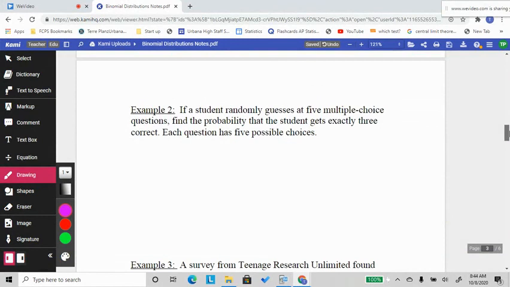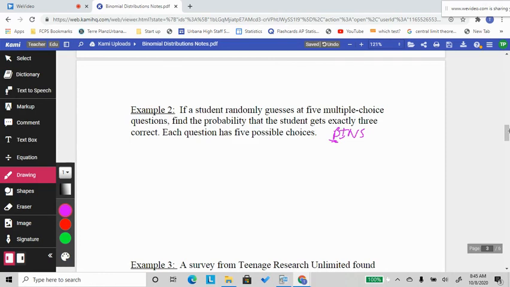Alrighty, example number 2. A student randomly guesses at 5 multiple choice questions. Find the probability that the student gets exactly 3 right. All right, so let's decide if this is a binomial experiment first. So, is it a BINS? Well, it's multiple choice questions and there's more than one answer, but they either get it right or they get it wrong. So I can do correct or not correct. So that can make it binomial.